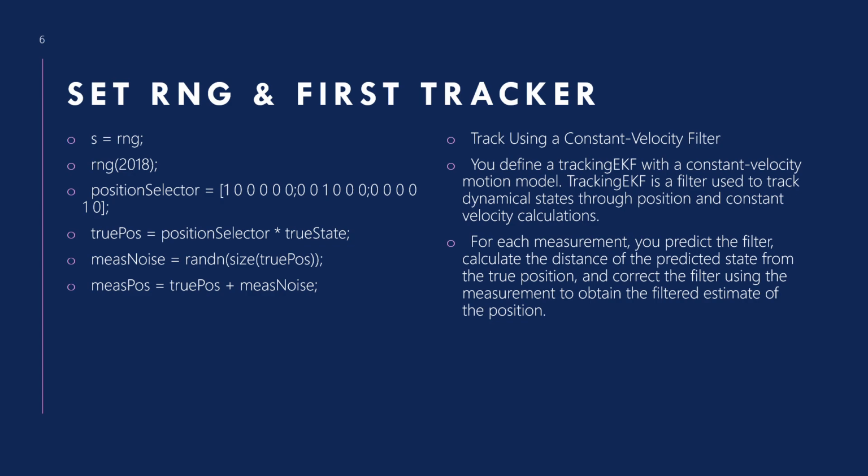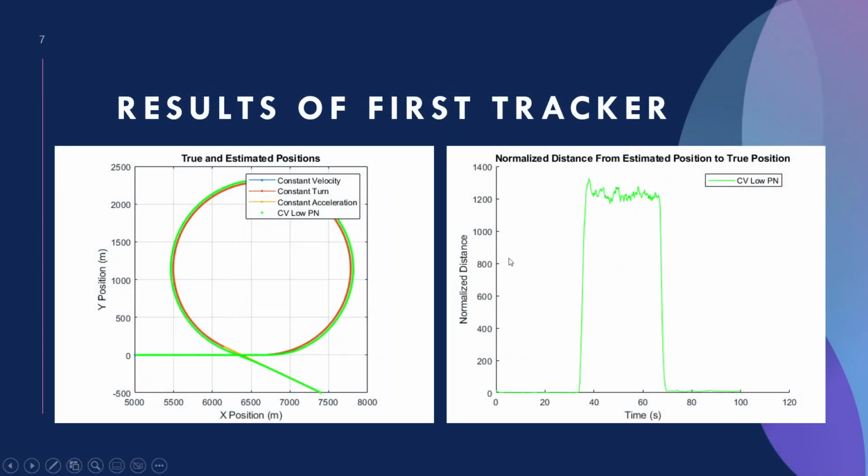For each measurement, you predict the filter, calculate the distance of the predicted state from the true position, and correct the filter using the measurement to obtain the filtered estimate of the position. And that yields this first image over here on the left. As you can see, it is dead on for the constant acceleration and the constant velocity parts, phase 1 and phase 3, since it knows exactly where it's going to go and what it's going to do, and there's no deviation in any acceleration or anything.